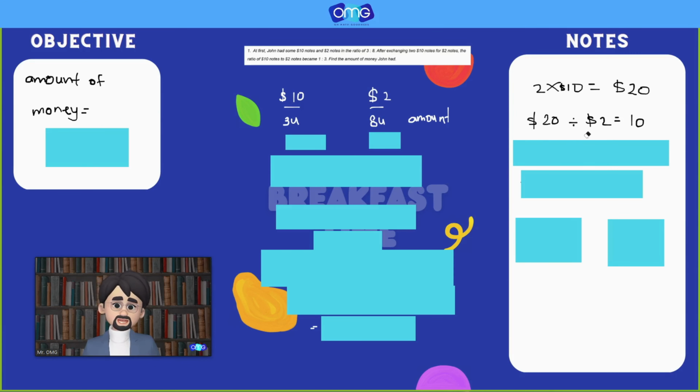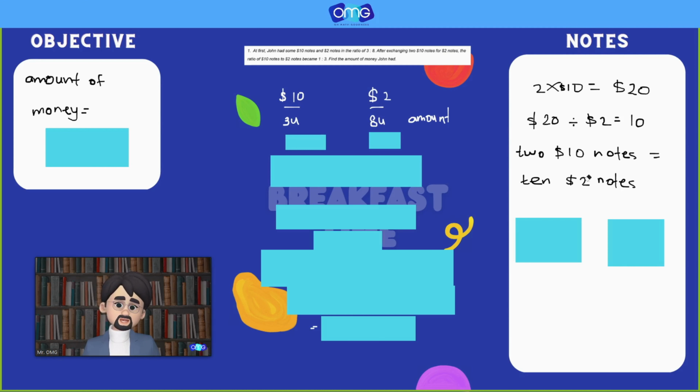makes 10 $2 notes. So two $10 notes equals ten $2 notes. Then the ratio after that becomes 1 to 3. So this is minus 2 and this is plus 10, because we exchanged two $10 notes for 10 $2 notes, and the new ratio will be 1 to 3.